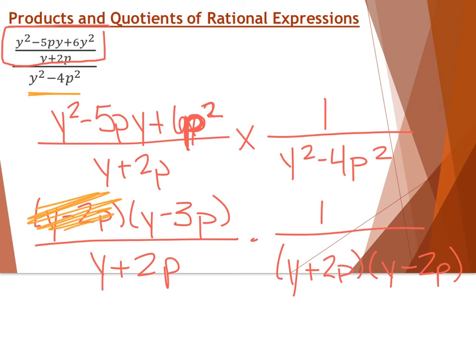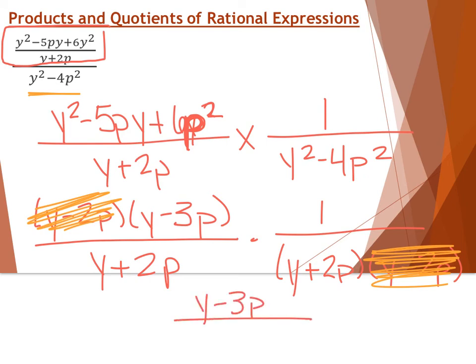This guy's gone. This guy's gone. That's really all that I can make disappear. So left on top we have y minus 3p. And on the bottom I have 2 y plus 2p's. So I'm going to go ahead and write y plus 2p squared. And there she is. Final answer.